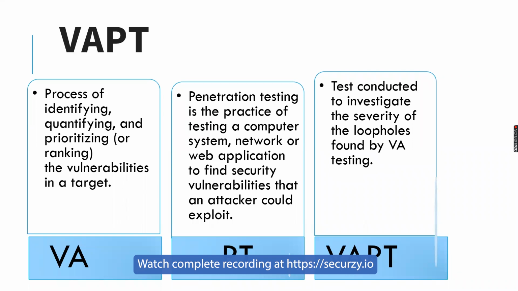Now let's discuss what is VAPT. So vulnerability assessment is a process with a goal of finding loopholes in the IT infrastructure. Okay, it can be your application, your software system, network, etc. And penetration testing is the test conducted to investigate the severity of the loopholes found by the vulnerability testing. Let me give you a simple example.